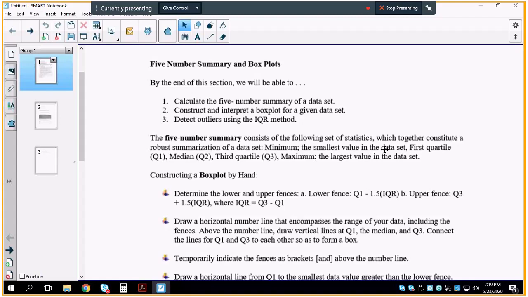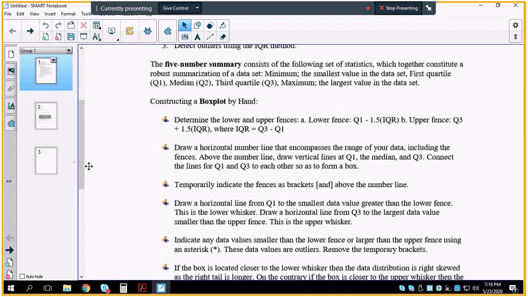The 5-number summary consists of the following set of statistics, which together constitute a robust summarization of the data set. Minimum, the smallest value in the data set. First quartile, Q1 or the 25th percentile. Second quartile, the median or the 50th percentile. Third quartile, Q3 or the 75th percentile. And the maximum, the largest value in the data set.